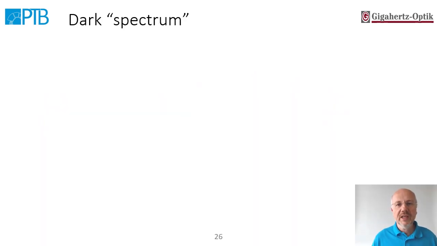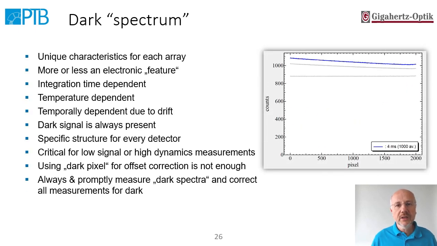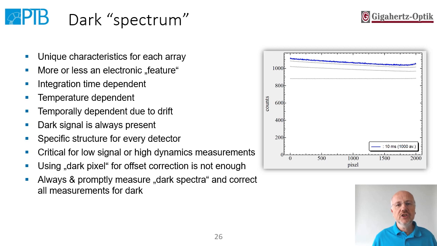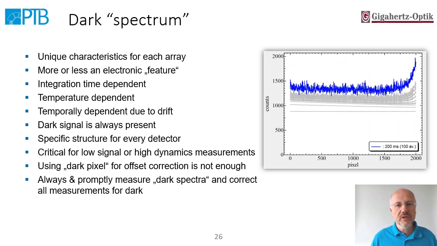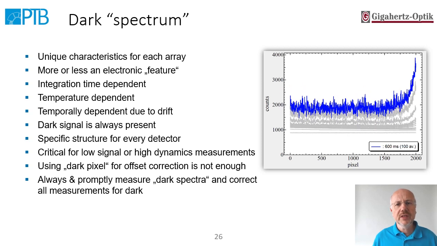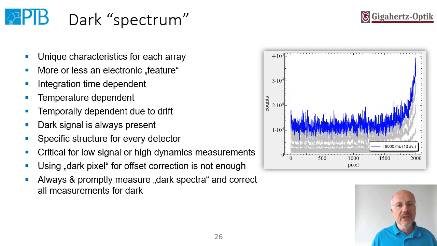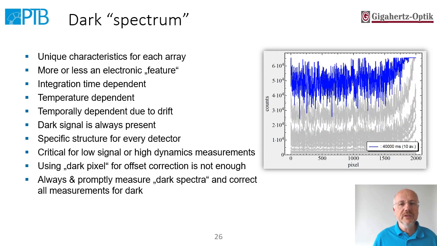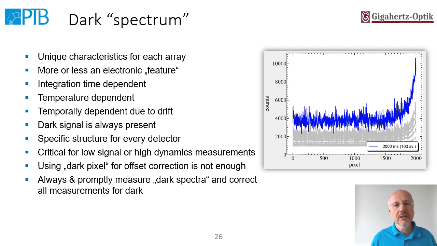You should never forget to measure the dark signal, or better, the dark spectrum of your spectroradiometer. It's unique for every array and it changes with integration time. It's not enough just to subtract an offset. You can see that you have local differences in the dark signal. You may have temperature dependence, it may drift over time. So we would recommend that you measure the dark signal every once in a while, at least every time you change integration time.